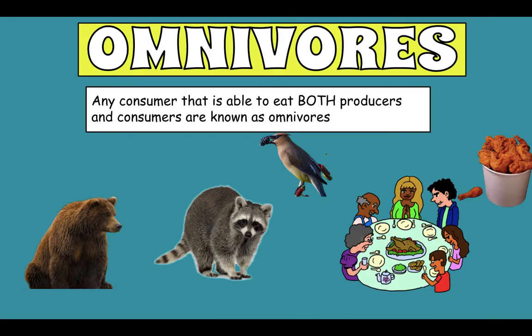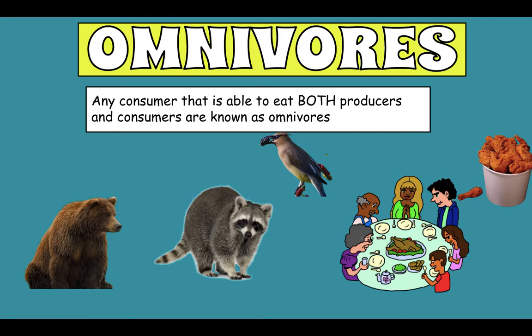There are the humans right there. We are omnivores. Omni means all. So we are consumers that eat both producers and other consumers, right? So yes, we do. Humans eat chicken, turkey, cows, pigs, deer, some eat rabbit.